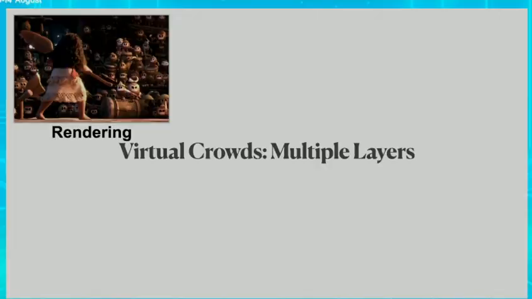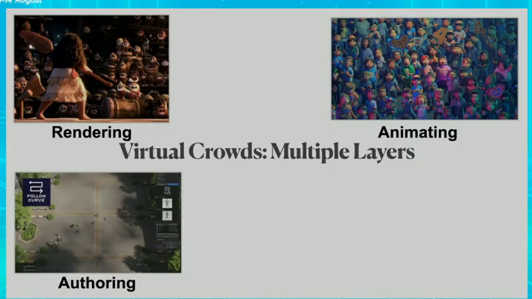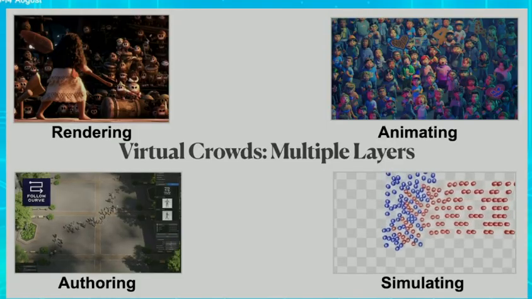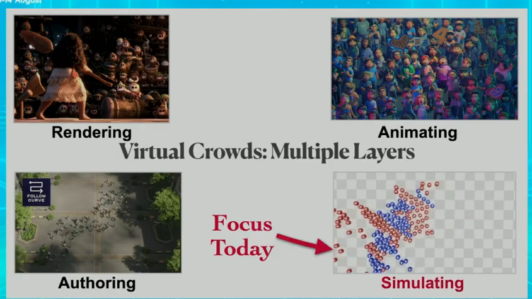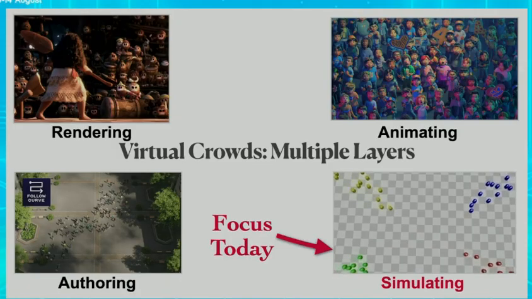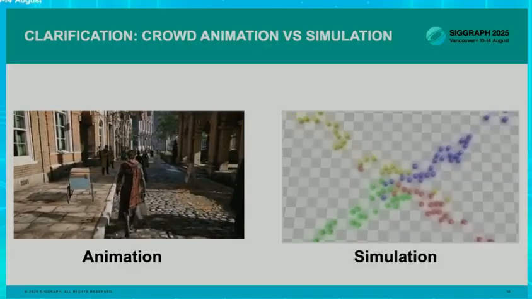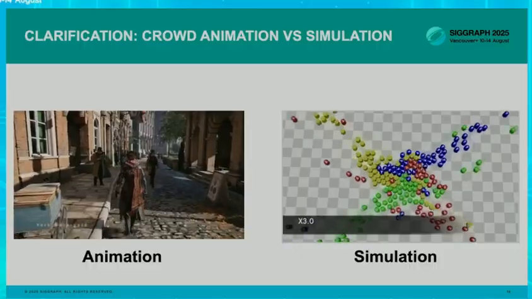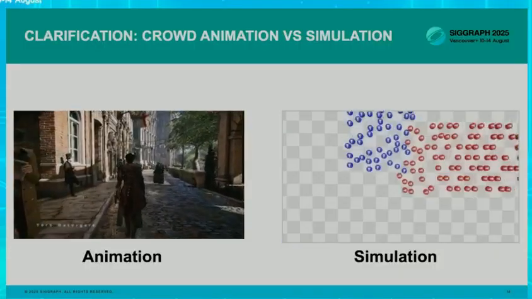So there are multiple layers when you're creating virtual crowds, be it rendering, animating their motions, authoring the scenes, which is basically the act of actually placing the crowds in a scene and telling them what they should be going about doing, and also simulating crowds, which is basically controlling the mechanics of how they move about in a scene in a way that seems realistic. I'm going to talk about the simulation aspect right now. I want to differentiate between animation and simulation. Animation is what you see here on the left: how the character walks, how their head moves, how their hands sway, and all of those aspects. So I'm going to just focus on simulation for now.